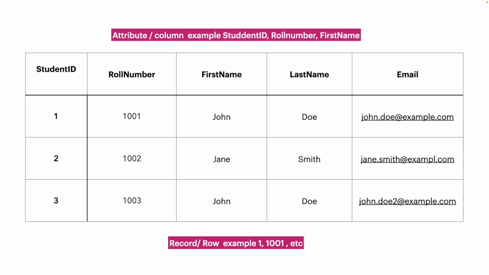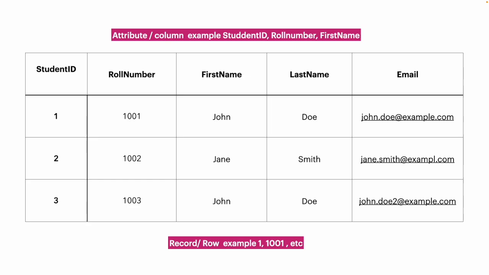So this is an ordinary table. It could be an Excel table or a database table. Let's consider this as a database table, and we have attributes and records. Attributes and columns are two different names for the same thing, they are synonyms. The same is true for rows and records. So student ID, roll number, first name, last name, and email, the top header you see in this table, are all known as attributes of a table.